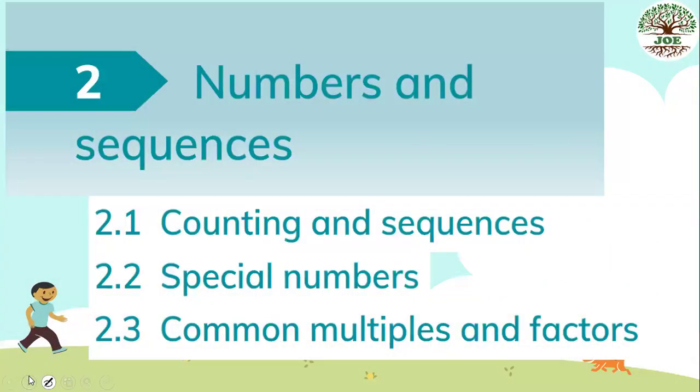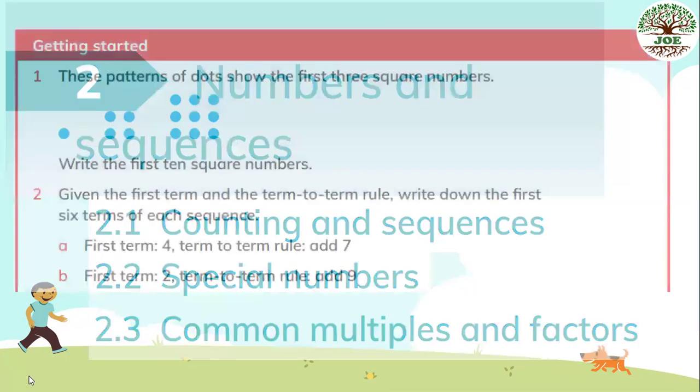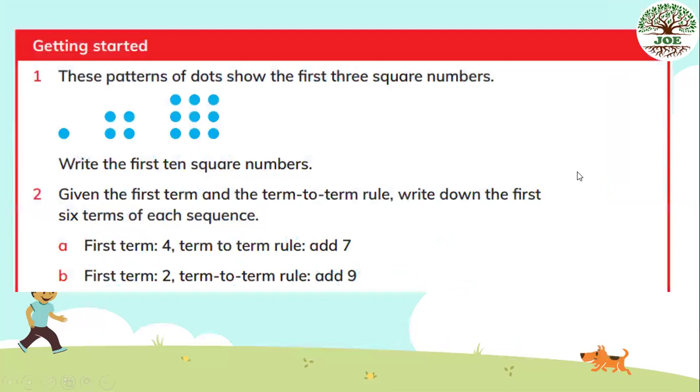So this is Unit 2, and the main title is Numbers and Sequences. There are three subtitles: 2.1 Counting and Sequences, 2.2 Special Numbers, 2.3 Common Multiples and Factors. In this video, I'm going to share only the first title, 2.1 Counting and Sequences, and Exercise 2.1. Let's get started. Getting started is to warm up your last year's knowledge.